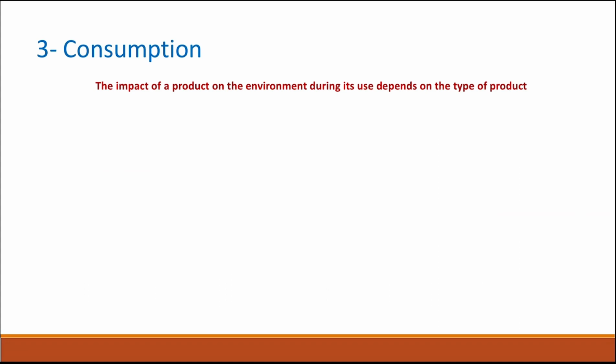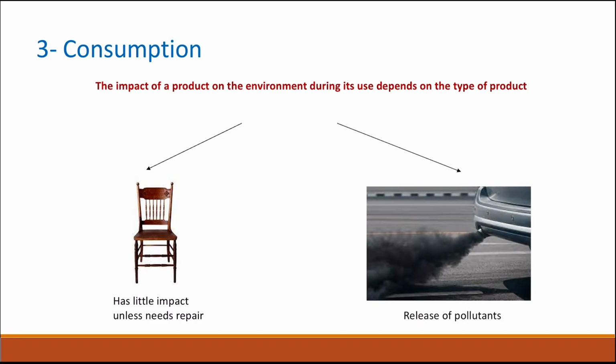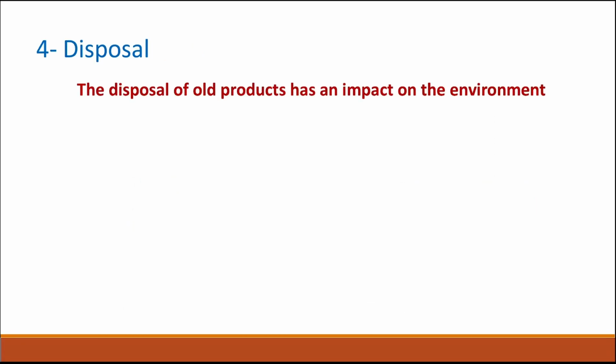The third stage is the consumption, and the impact of a product on the environment will depend on the product itself. For example, the use of a wooden chair would have much less impact because it doesn't have much impact on the environment unless it needs repair. However, using something like cars will have a massive impact on the environment due to the release of pollutants.